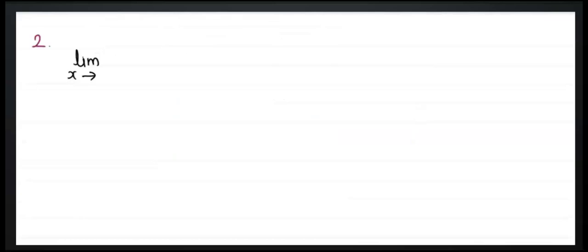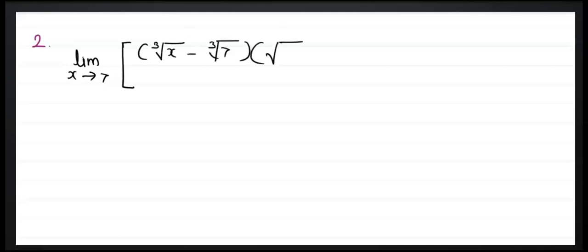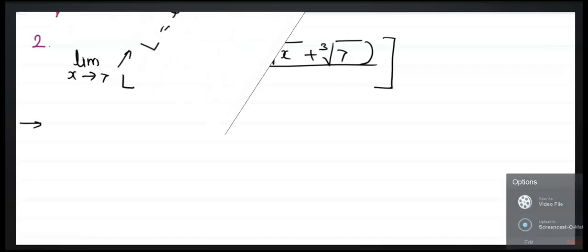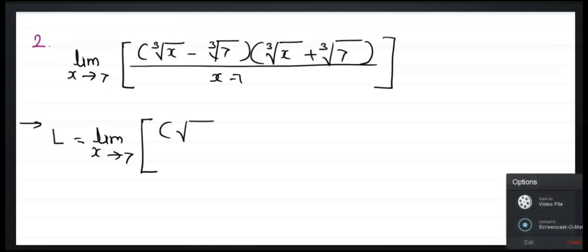The next is number 2. Limit x tends to 7, cubic root of x minus cubic root of 7 into cubic root of x plus cubic root of 7 upon x minus 7. Now see the second problem. Here is a minus b into a plus b. It means that a square minus b square. That is, cubic root of x is written as x raised to 1 upon 3, bracket raised to 2, minus 7 raised to 1 upon 3, bracket square, upon x minus 7.